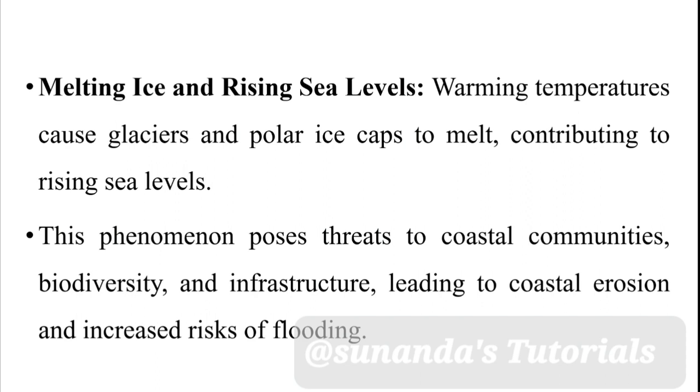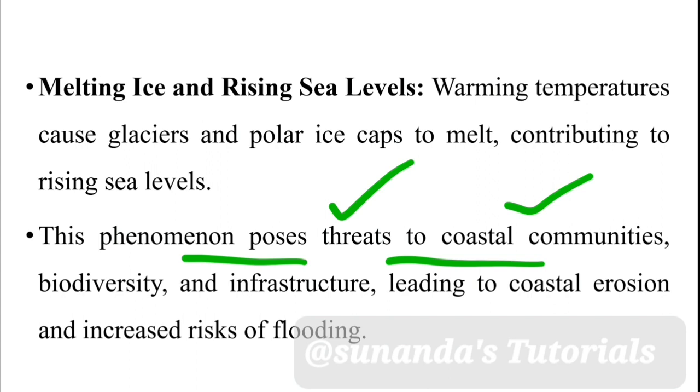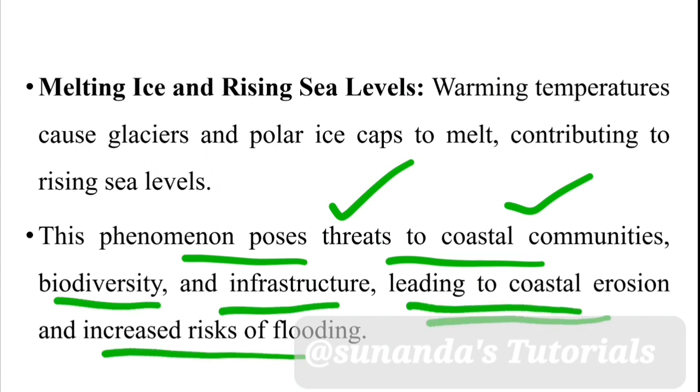Then the melting of ice and rising of sea level. Due to global warming or the increase in temperature, the glaciers and polar ice caps melt, which ultimately helps in the rise of our sea levels. But this phenomenon poses a threat to coastal communities, biodiversity, infrastructure, leading to coastal erosion and increased risk of flooding.